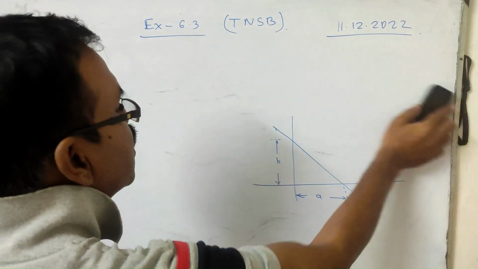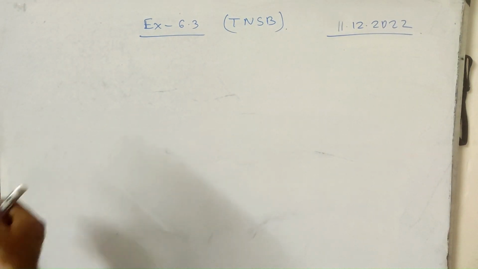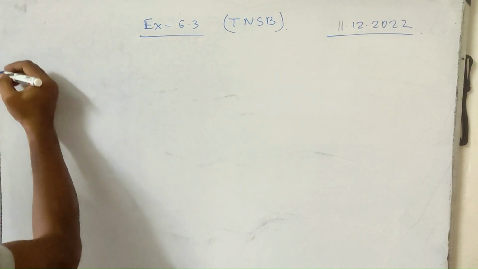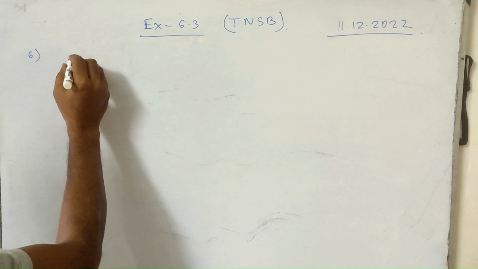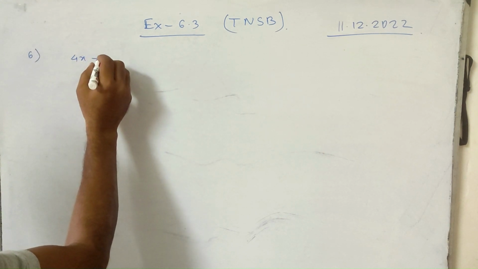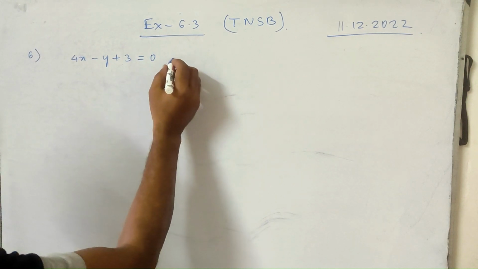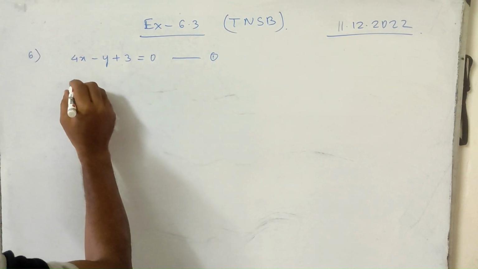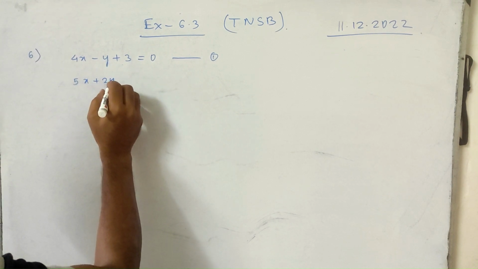Find the equation of the line passing through the point of intersection of the lines. Question number 6. Line 1 is 4x minus y plus 3 equal to 0, and line 2 is 5x plus 2y plus 7 equal to 0.